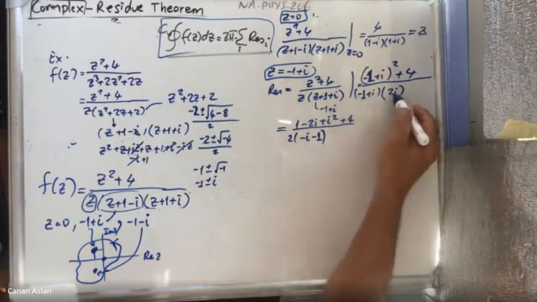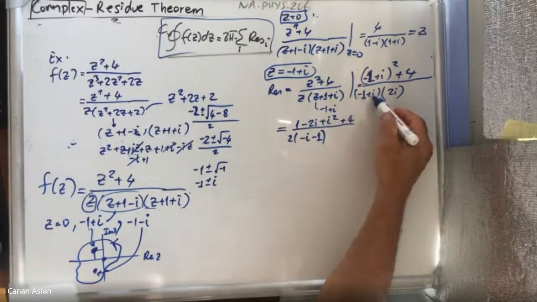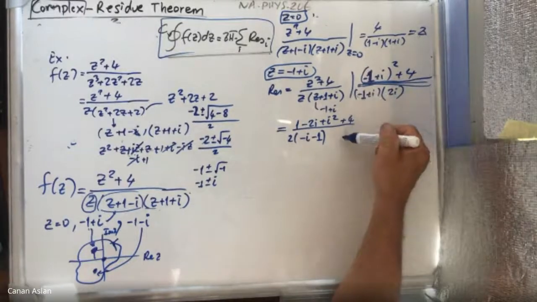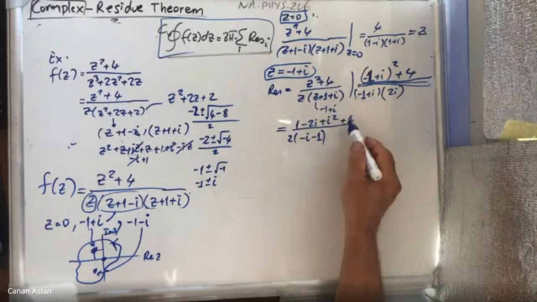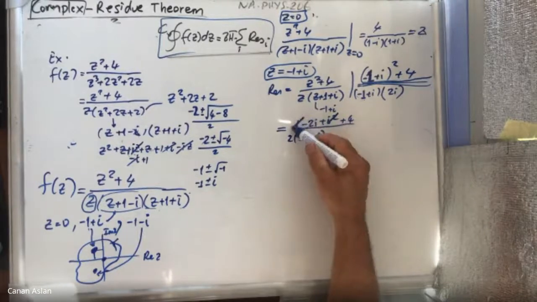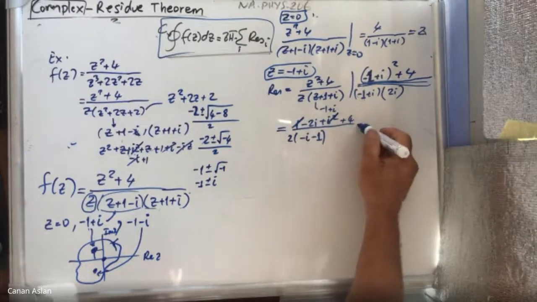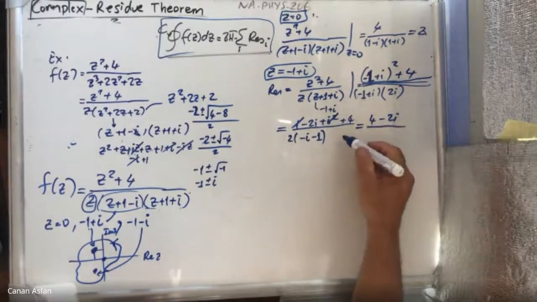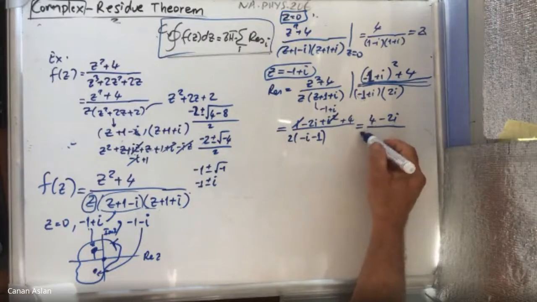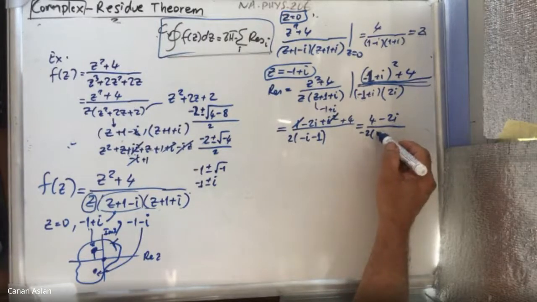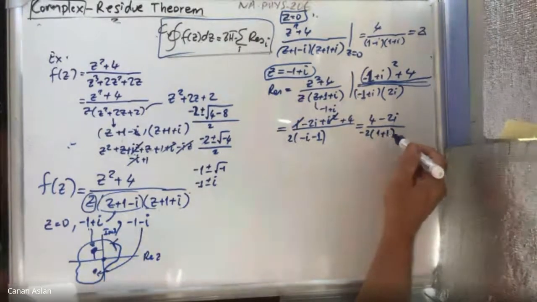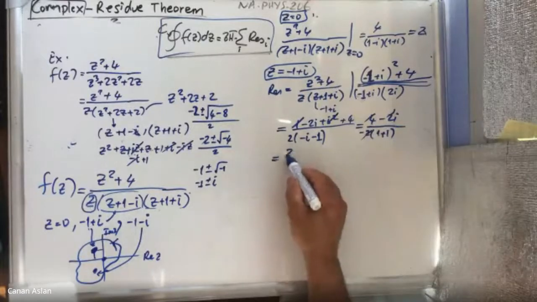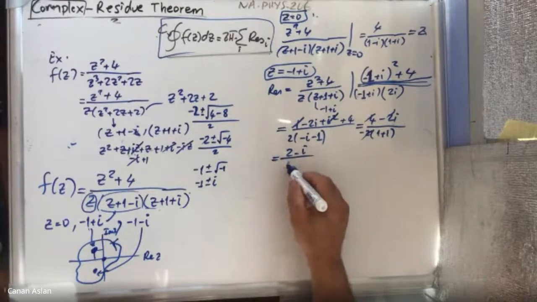Where did this one come from? Because i times i gives you i squared, and i squared is just -1. So 2 is outside, we have this. Now, as you see, this cancels that because i squared is -1, and we now have 4 minus 2i divided by, minus 2 on the denominator, just 1 plus i. Now we have to get rid of this 1 plus i on the denominator. This 2, by the way, cancels this, and then we get (2 minus i) divided by (1 plus i).